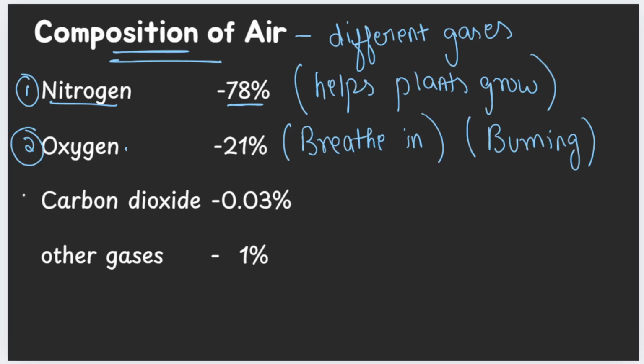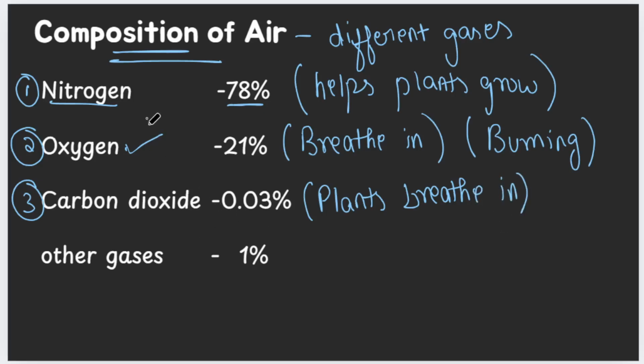Okay. Then the third one is carbon dioxide. So what is carbon dioxide used for? Humans breathe in oxygen. What do plants breathe in? Plants breathe in carbon dioxide. Okay. So oxygen is being breathed by humans. Carbon dioxide is breathed by plants. So oxygen is for humans. Carbon dioxide is for plants.